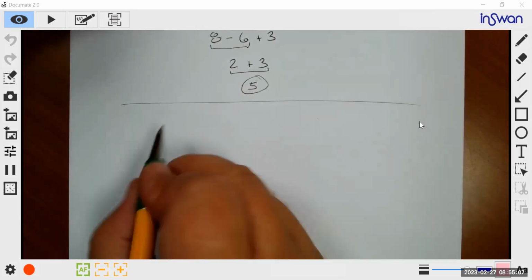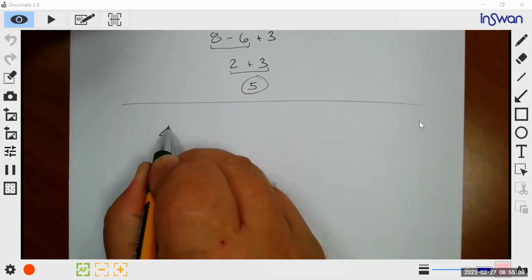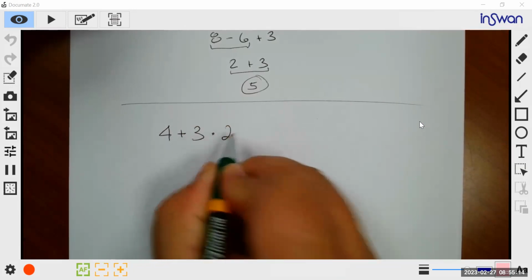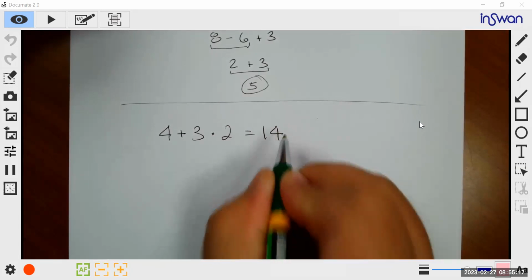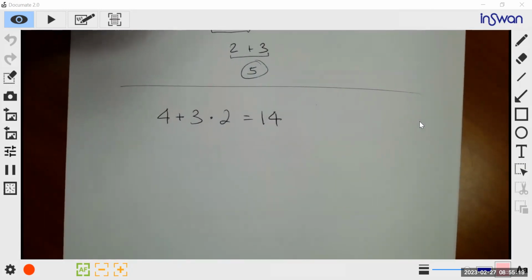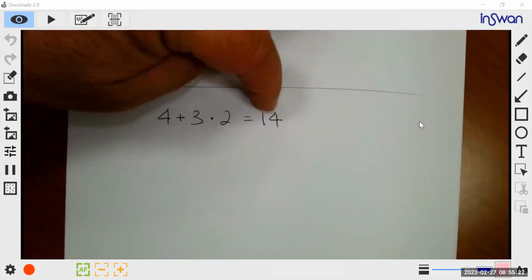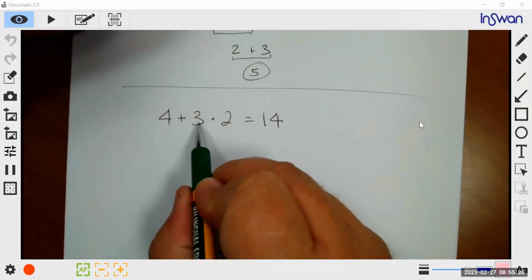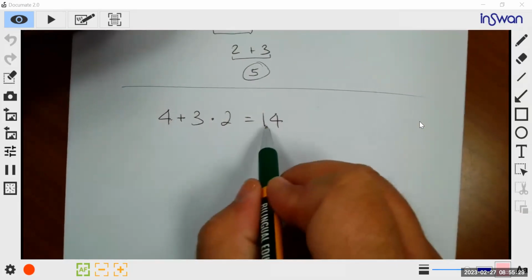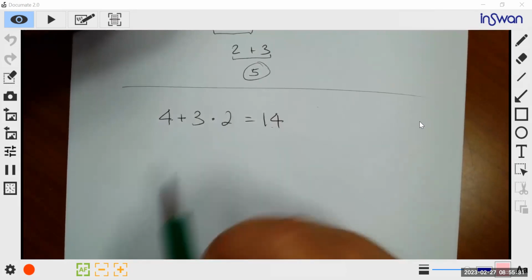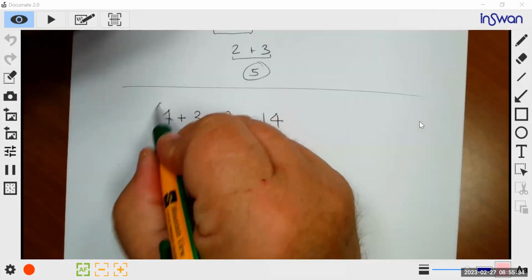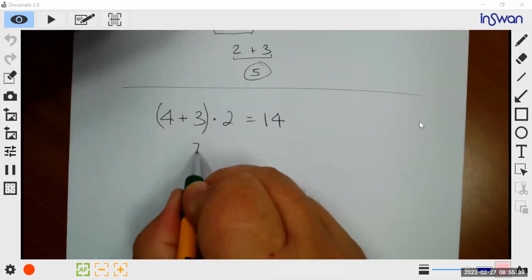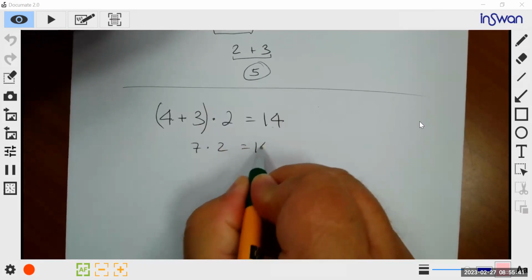Okay, let me see this one. Put parentheses around what you have to do first to get this side to equal that side. Right now, if you leave it the way it is, you do 3 times 2 is 6. 6 plus 4 is not 14. So what we have to do here, 3 plus 4 is 7. 7 times 2 is 14.